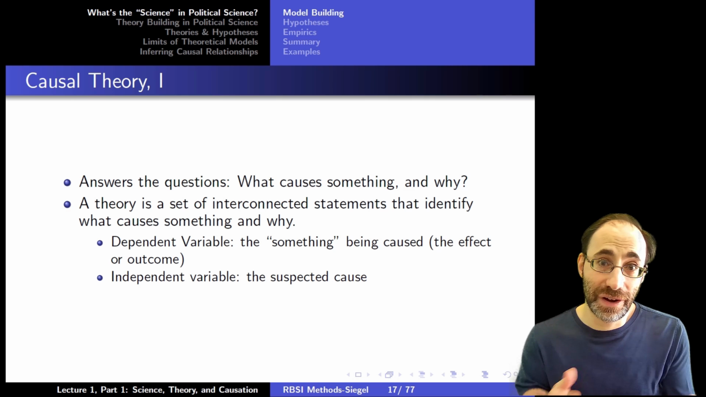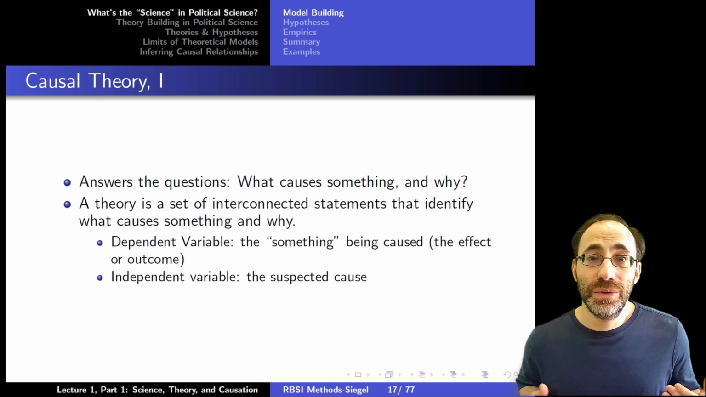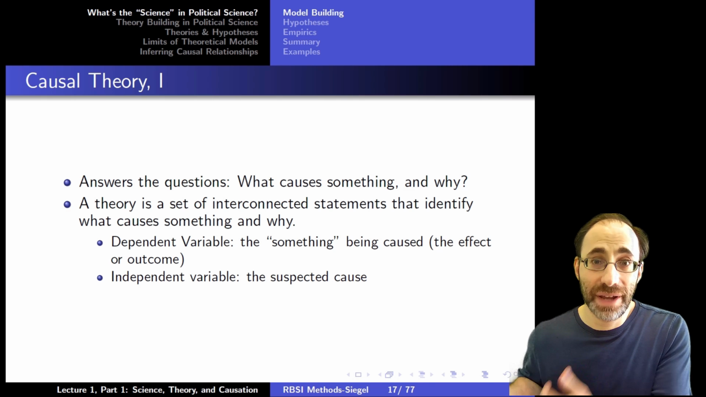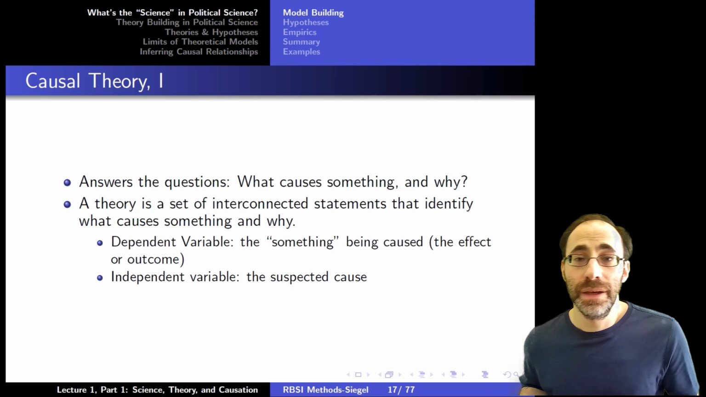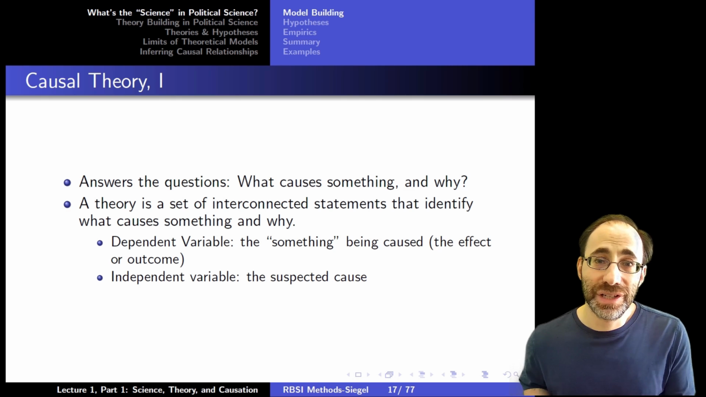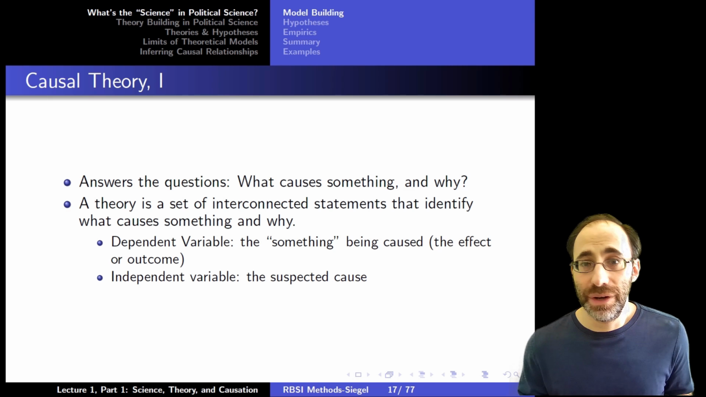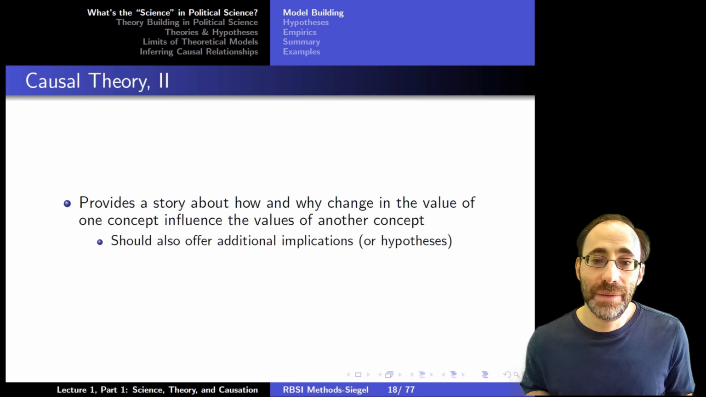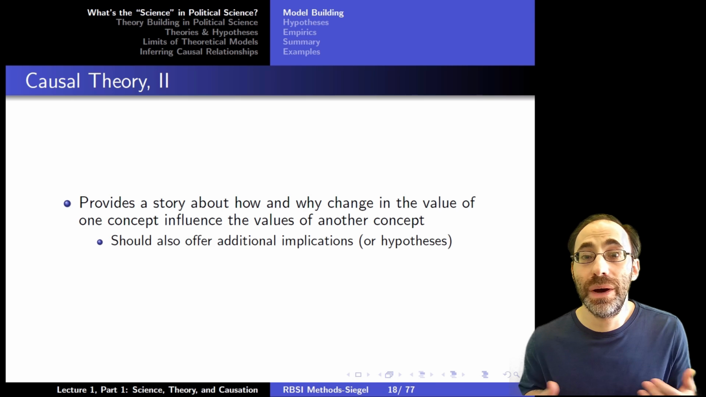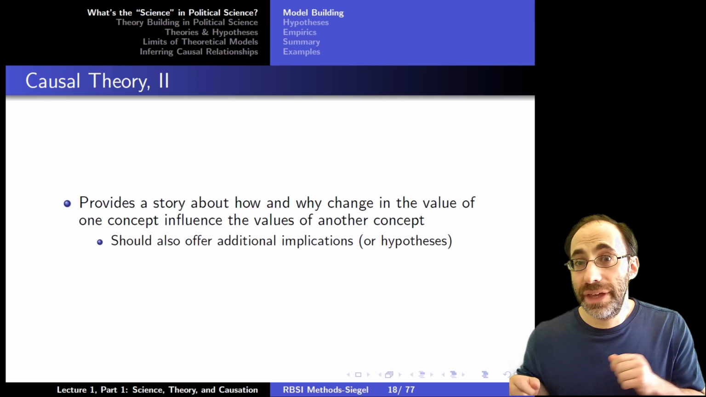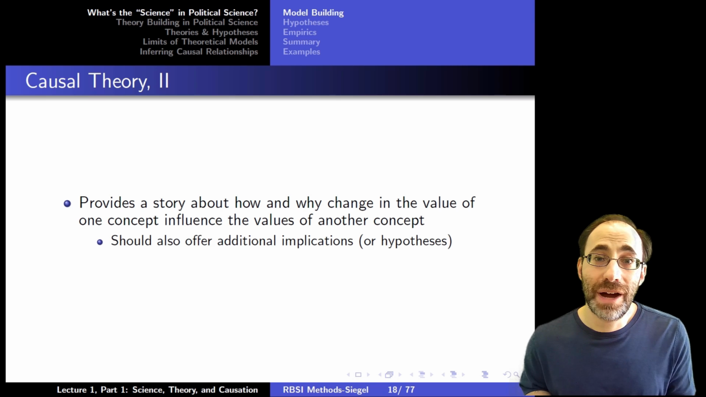The independent variable or variables are the variables that are meant to explain the dependent variable. The suspected cause of the variation in our dependent variable. We often abbreviate dependent variables as DV and independent variables as IV or IDV, depending on where you look. These causal theories provide a story about how and why changes in the value of one concept influence the values of another concept. They should also offer additional implications or hypotheses beyond just this single hypothesis.